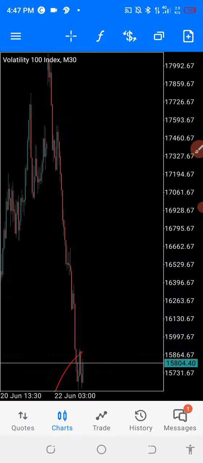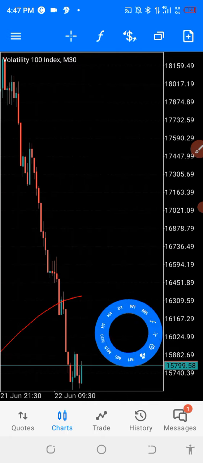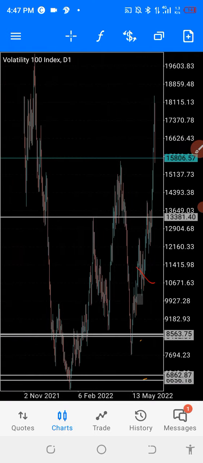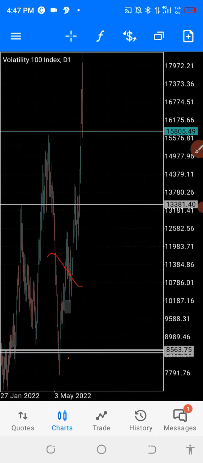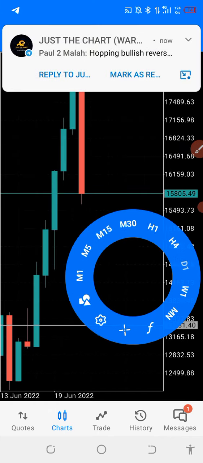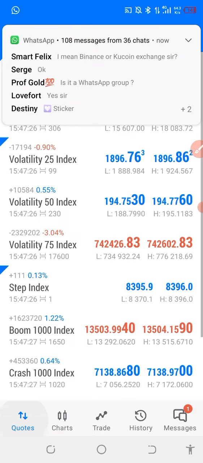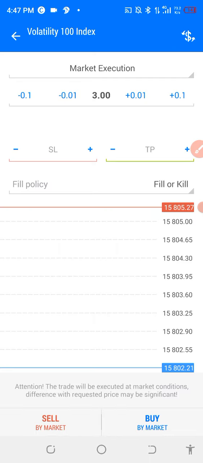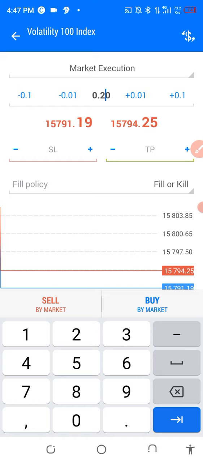Okay, this one here is the Volatility 100 index. Wow, what a massive fall. As you can see, it is moving. It is just the same chart like a forex chart. It moves the same way, the same movement. So the lot size for Volatility 100 differs as well. The least lot size, I think, is 0.20. This one is so volatile.